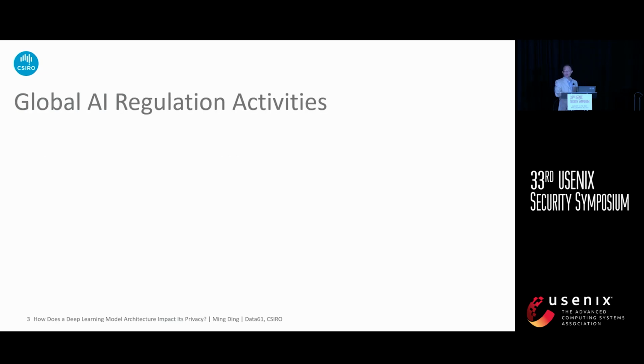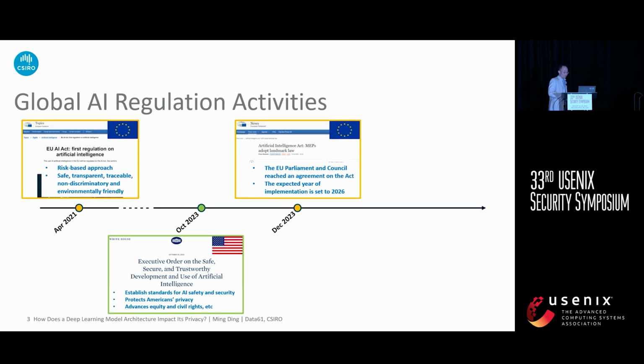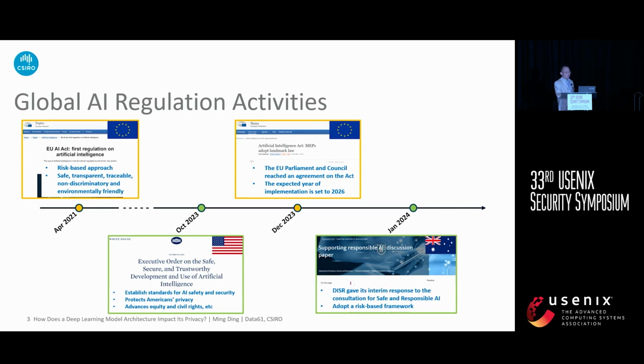So let's get started. First, a very quick slide on the background. I would like to talk about the current global AI regulation activities. The European Union has been working on its first AI Act for a few years now, and this groundbreaking AI regulation is expected to be put into effect in 2026. Last October, President Joe Biden signed an executive order on the safe, secure, and trustworthy development of AI. And in January this year, the Australian government also released its response to the consultation for safe and responsible AI. As you can see, there is a global effort on AI regulation, and privacy protection is one of the main focal points.